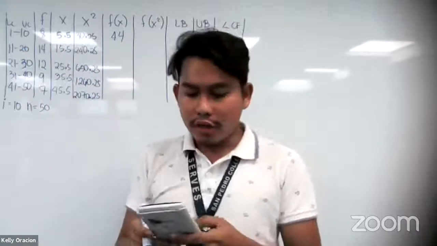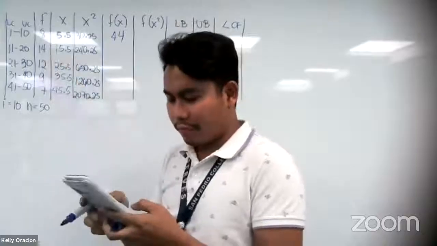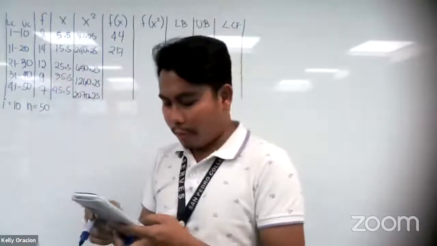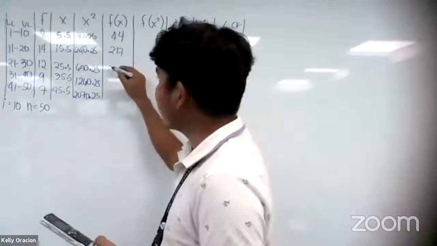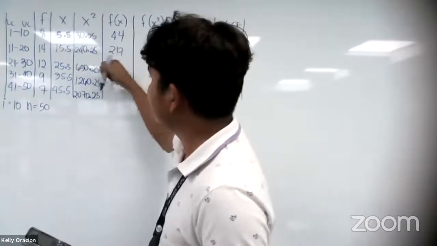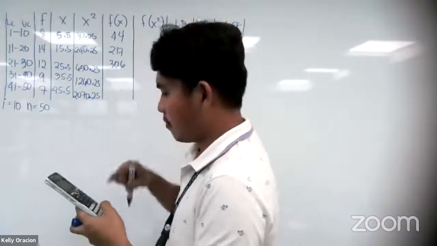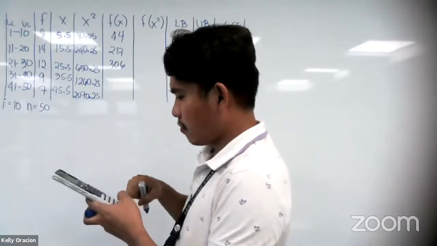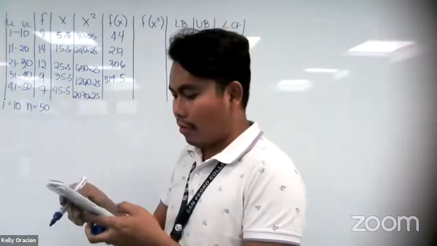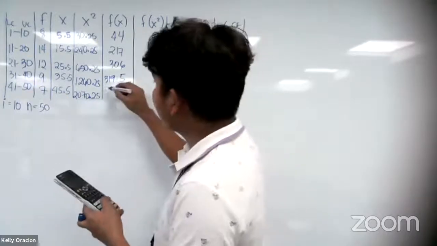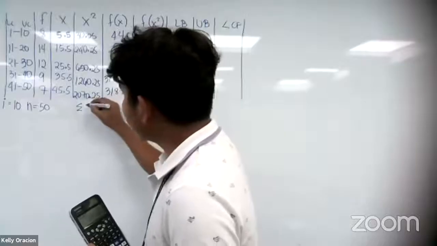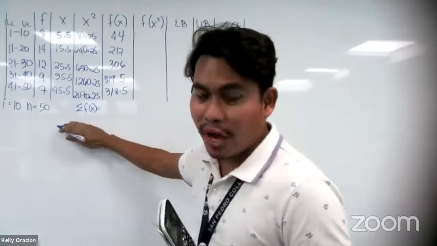This 14, 14 times 15.5 is 217. 12 times 25.5 is 306. 9 times 35.5 is 319.5. 7 times 45.5 is 318.5.